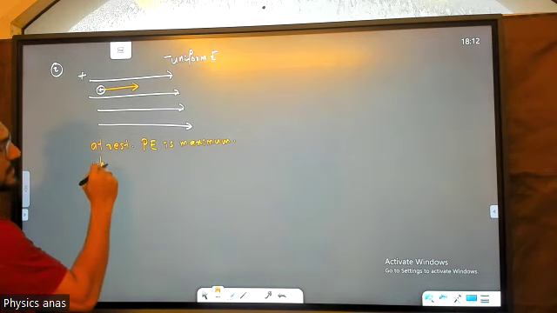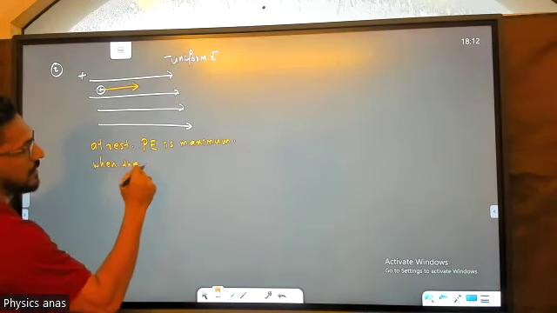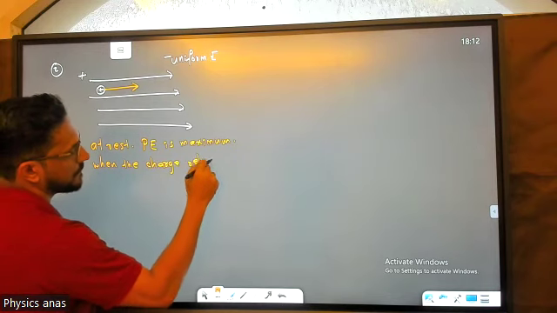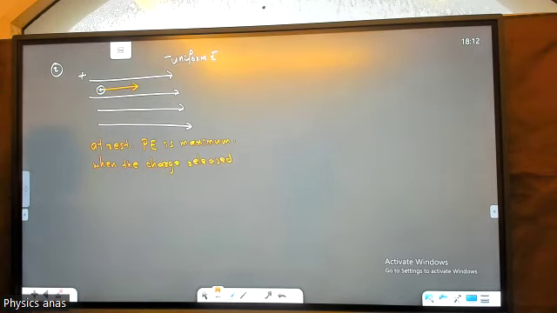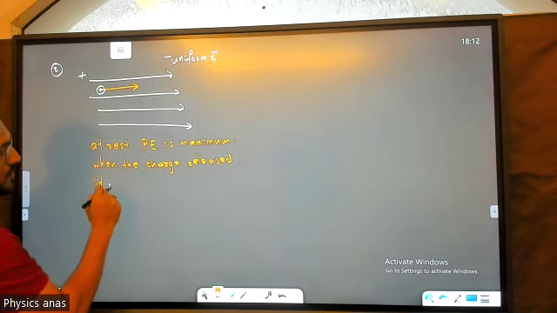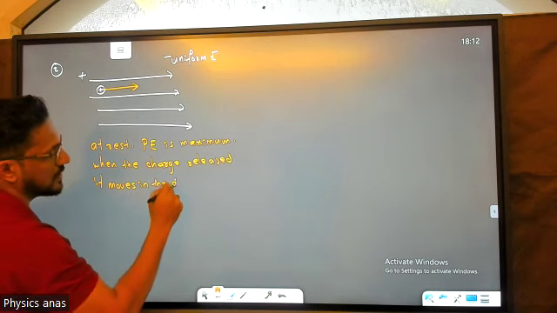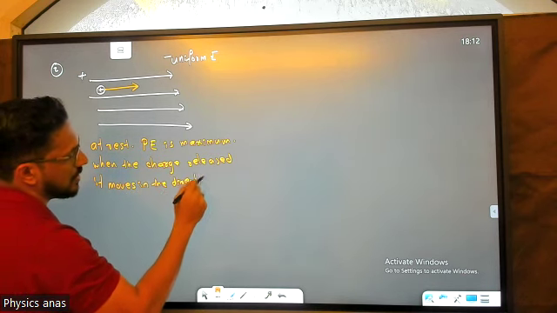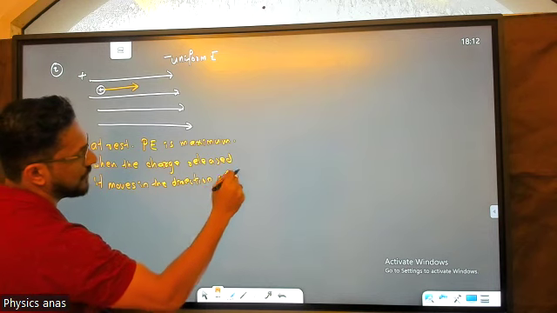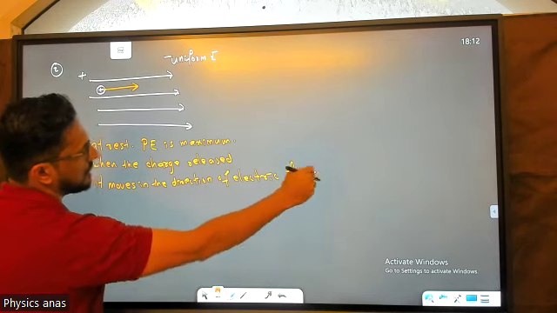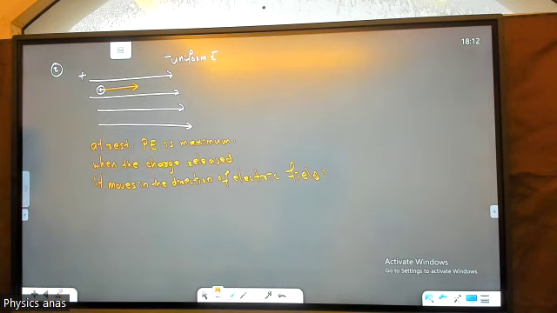When the charge is released, what will happen? It moves in the direction of the electric field. Got it? In the direction of the electric field.